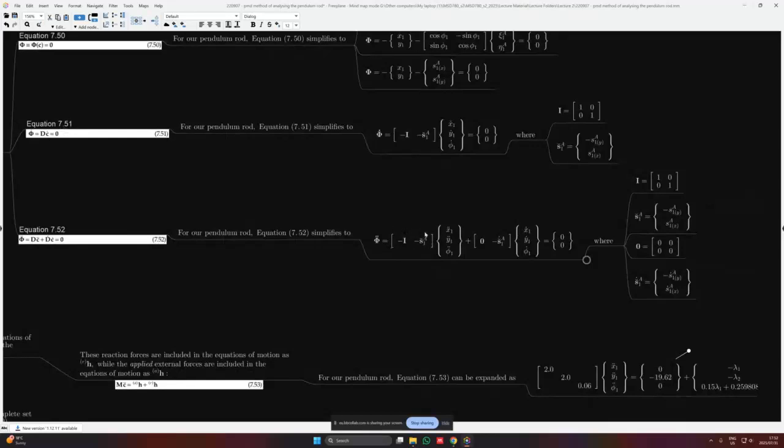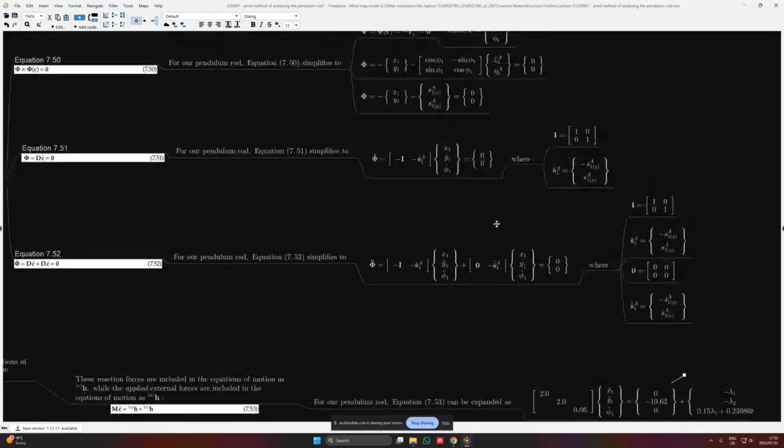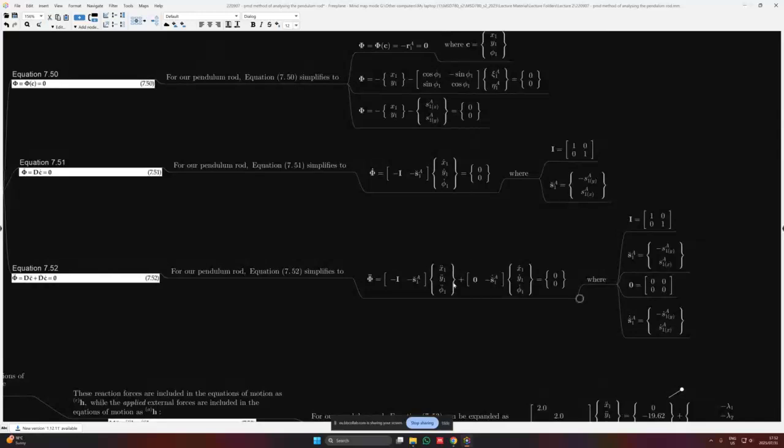Finally, equation 7.52 for our pendulum rod simplifies to this form over here. Once again, we see the unique Jacobian matrix that forms over here. C double dot is now simply my x, y, phi vector that I have just double dotted, so I derived it twice with respect to time. Plus, I have this 0, minus S dot 1A rotated, multiplied by the C dot vector that I had previously. Over here to the right, it just gives a breakdown of the expanded vectors as well.